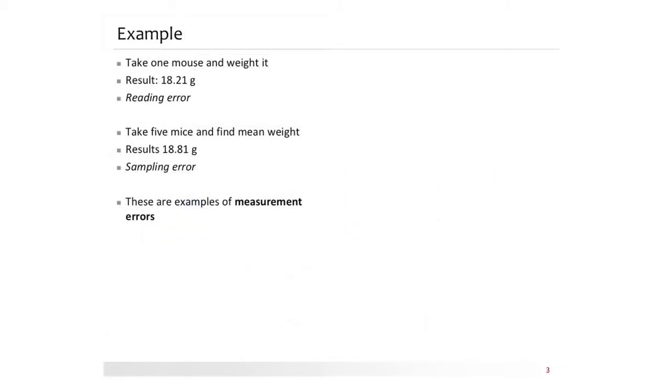So today, let's start with a little example. Imagine you weigh a mouse. You take it, put it on digital scales, and you read a number, 18.21. It depends on accuracy and precision of your scales, but that will be a number, and there will be some so-called reading error or readout error linked to this measurement.